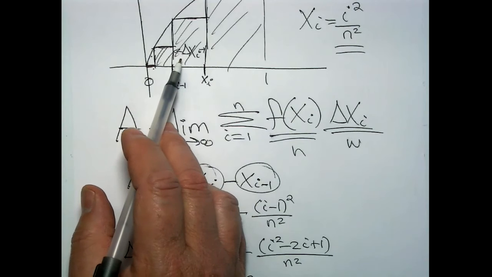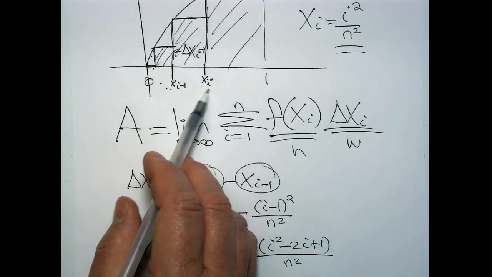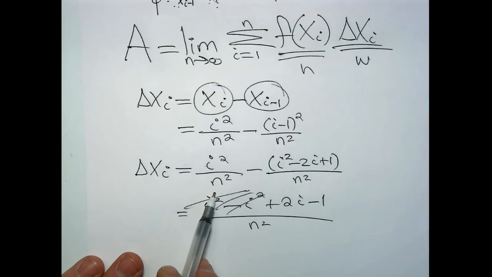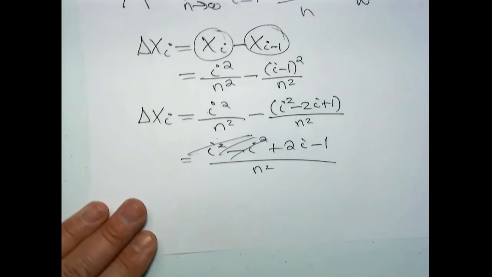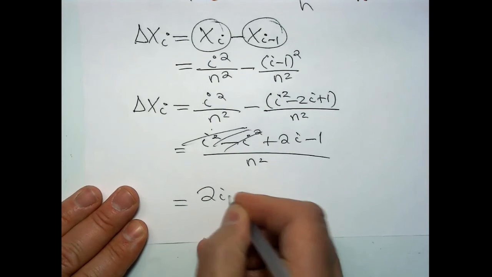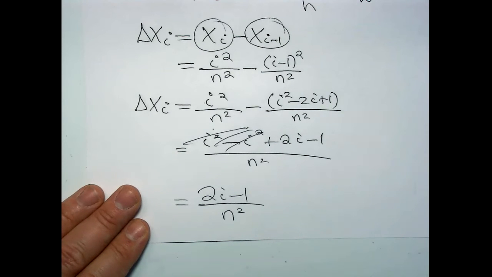So again, how do you get delta x sub i? You just subtract the two x values here. Well, I have a formula for that one. It's i squared over n squared, and therefore the formula for the previous one would be (i minus 1) squared over n squared. So I'm working this out, and I now have a formula for delta x sub i. It's (2i minus 1) over n squared.